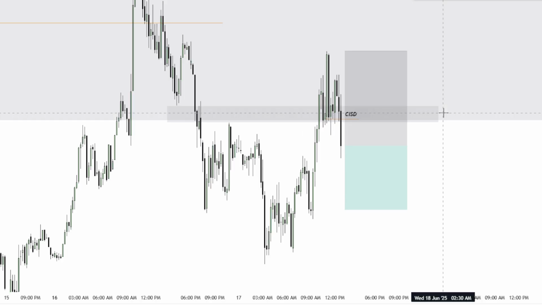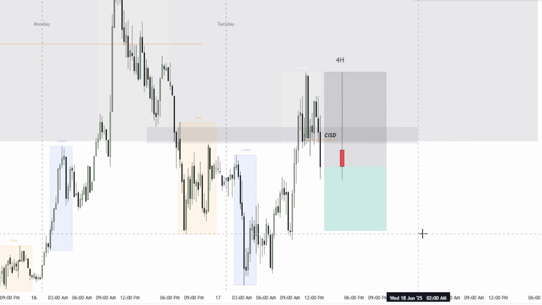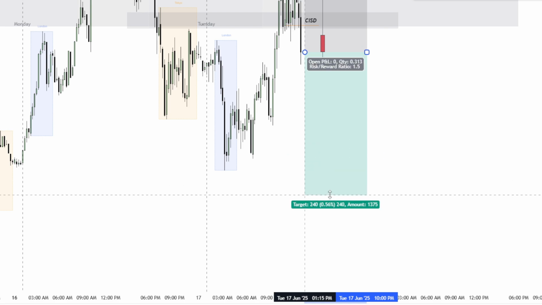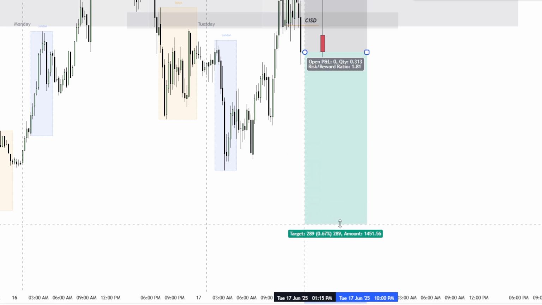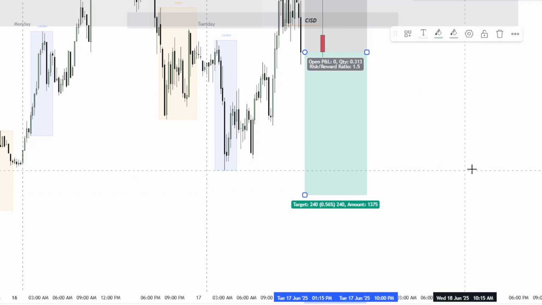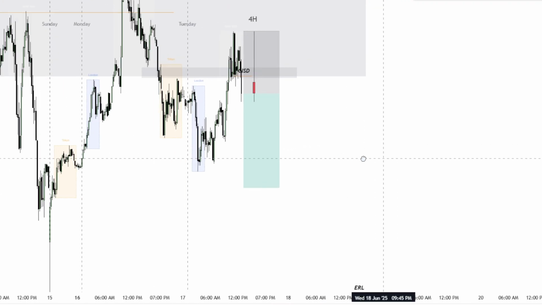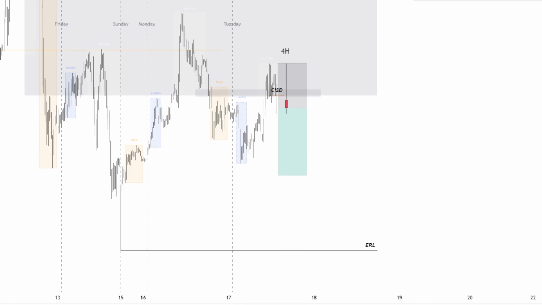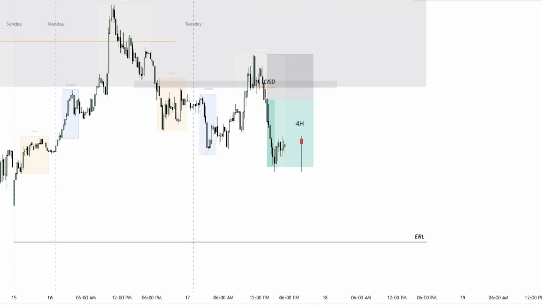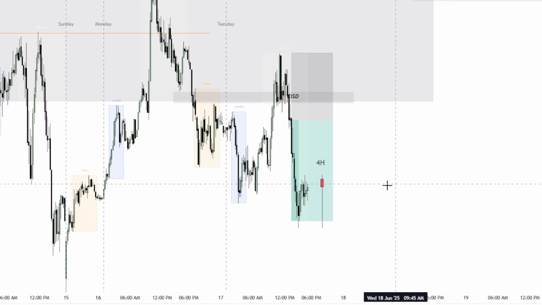So at this point, we get that 15-minute change in the state of delivery. We take our position off of here and target either the London lows, or you can just do a stagnant 2R. I'll target a 1.5R because this range is actually quite large. So we can see how this plays out, see if this model plays out nicely. And as you can clearly see, this model played out nicely with that SMT, that accumulation, manipulation, distribution of that daily candle.